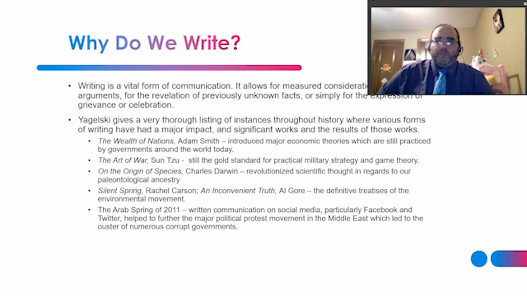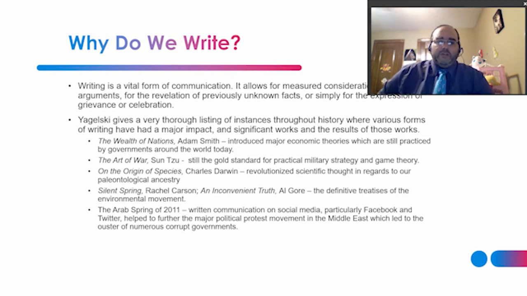Second book here, The Art of War by Sun Tzu. It's still the gold standard for practical military strategy and game theory. Sun Tzu is what you'd probably call a warrior philosopher. A lot of his philosophy involved how armies can gain advantage on the battlefield, how tacticians can outthink their opponent. The biggest takeaway you get from The Art of War is that battle is not won on the battlefield, it's won on the intellectual plane. As long as you can outthink your opponent, you can defeat your opponent.